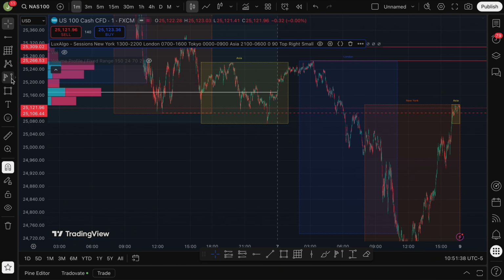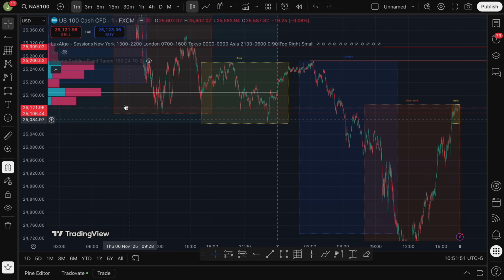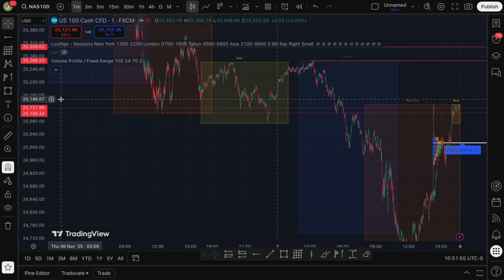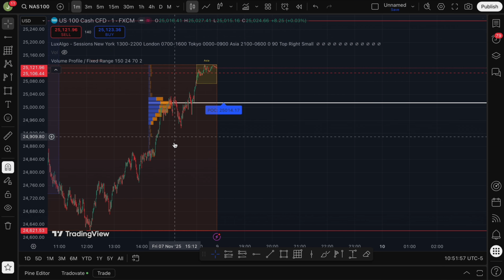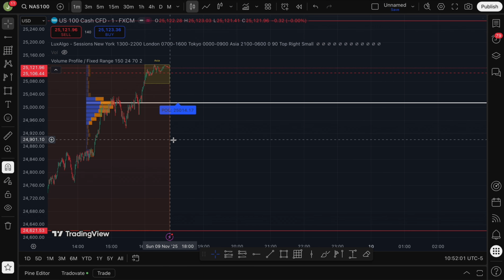Now you can do this by tapping the second, third, fourth, fifth box right here. It is the forecasting and measurement tool. Go right here and you can see volume based, fixed range volume profile. Or you can go into the indicators and tap it. So let's go right here. Let's erase this.